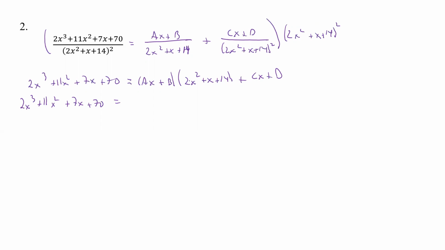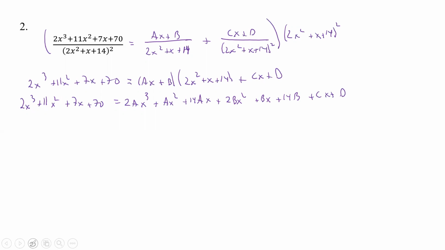All right, so keeping our first term here, 2x cubed plus 11x squared plus 7x plus 70 is equal to, now we have ax times that, so that's going to be 2ax cubed. Ax times that's going to be plus ax squared. Ax times that's going to be plus 14ax. Then we have plus, now we have 2bx squared. Then b times that's going to be plus bx, and then plus 14b plus cx plus d.